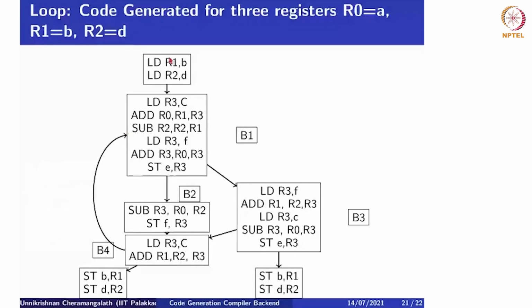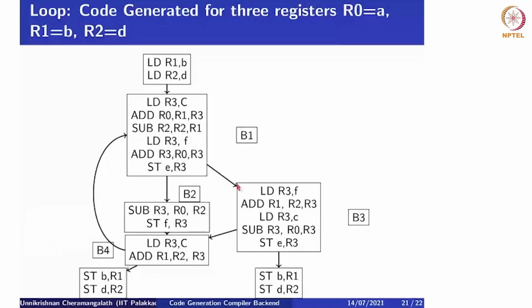Then load R3 with C, add R0, R1, R3, subtract R0, R1, R3. Whenever you have a variable which is not allocated to a register, you use R3. Here we are using 3 registers, and the total number of registers in the machine is 4. We are assuming a total of 4 registers are available. So the 4th register will be used just for loading one of the operands required for the operation. So add R3, R0, R3, store E, R3. This store is required because the result is computed in R3 and must be stored.